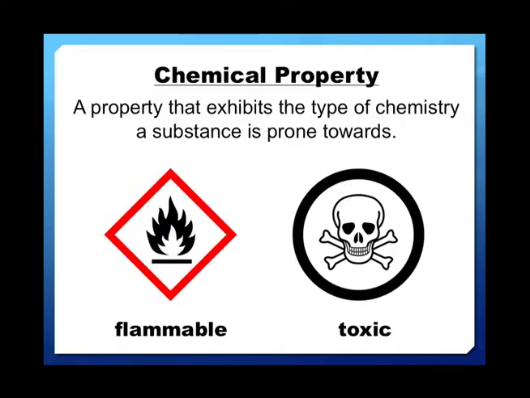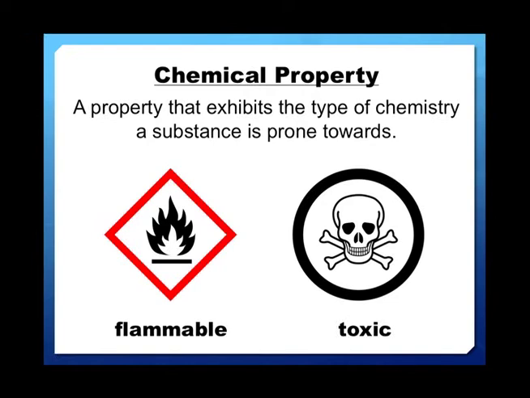Chemical properties are basically just describing the kinds of chemistry a substance will do. We may be familiar with some of the words that describe chemical properties. These include flammability, toxicity, and many others. These words describe the kinds of chemistry a substance will or won't do.